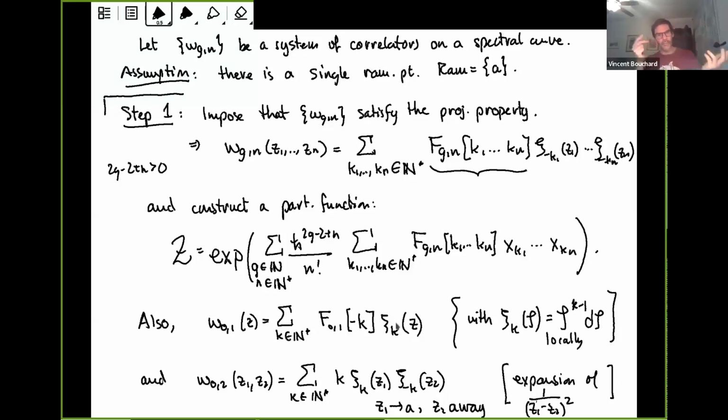That's what's mostly relevant, but you have to be quite careful with omega 0,2. I'm not being precise. You have to treat it a little more carefully than that. Essentially, you can replace all the omega GNs by expressions in terms of X's, and these define the coefficients of GNs and F01, and here the expansion of omega 0,2. So this is the first step that gives you the partition function.